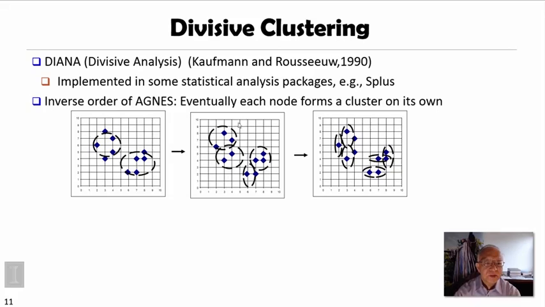Okay. So this method actually is described in Kaufman and Rousseeuw's 1990 book called DIANA, or Divisive Analysis. It's also implemented in some statistic packages such as S+. This is essentially the inverse of AGNES. That means you start from a bigger cluster, you start splitting them continuously, recursively. Finally, you will find that each one is a singleton cluster.